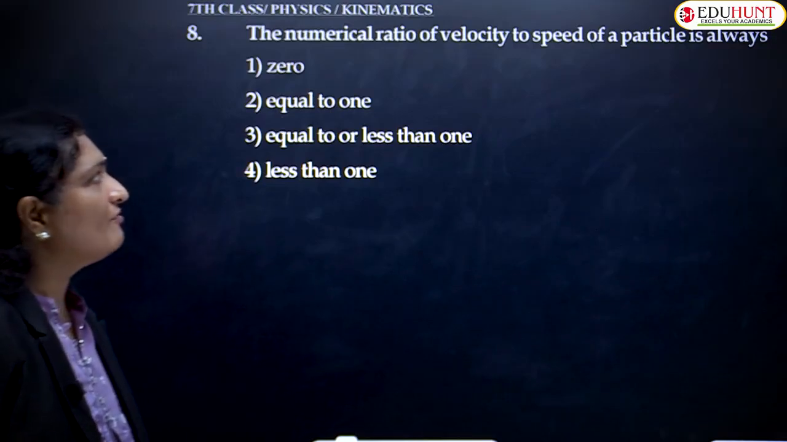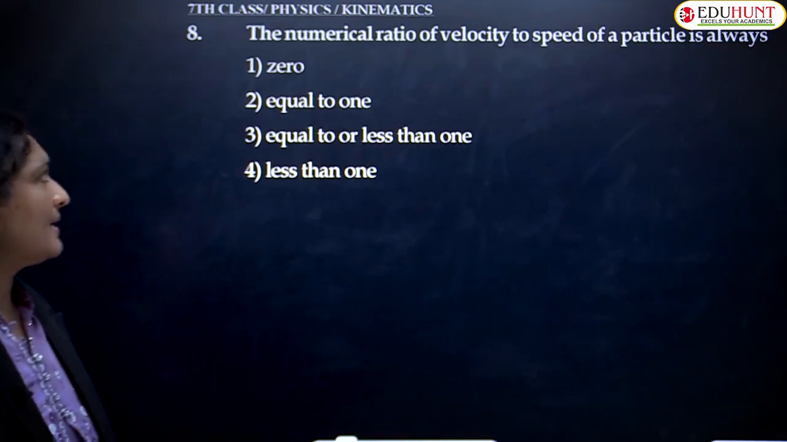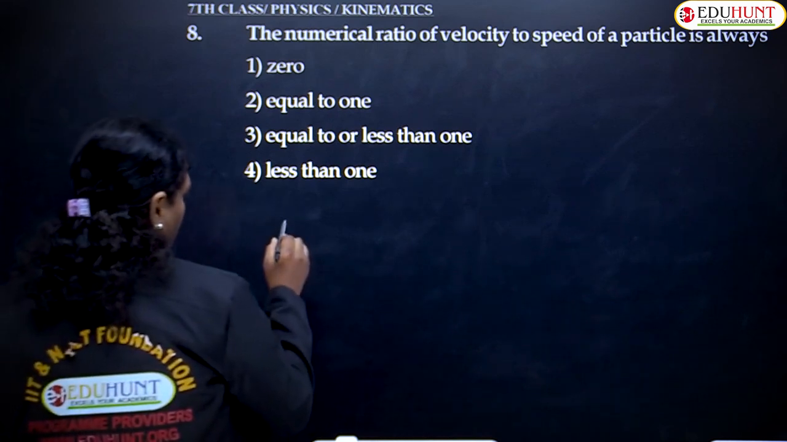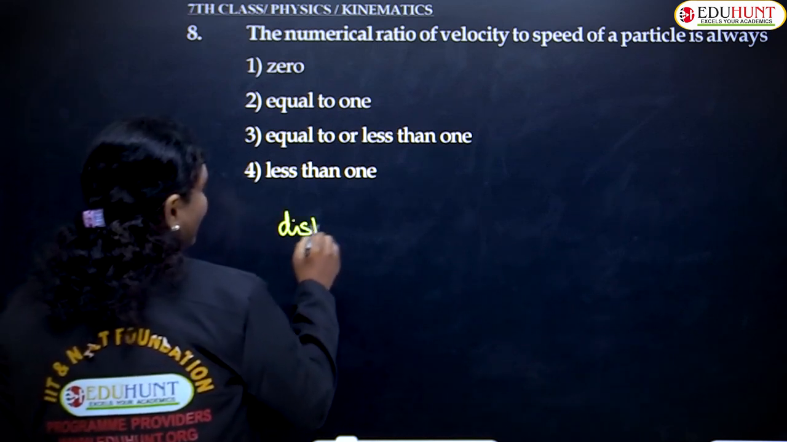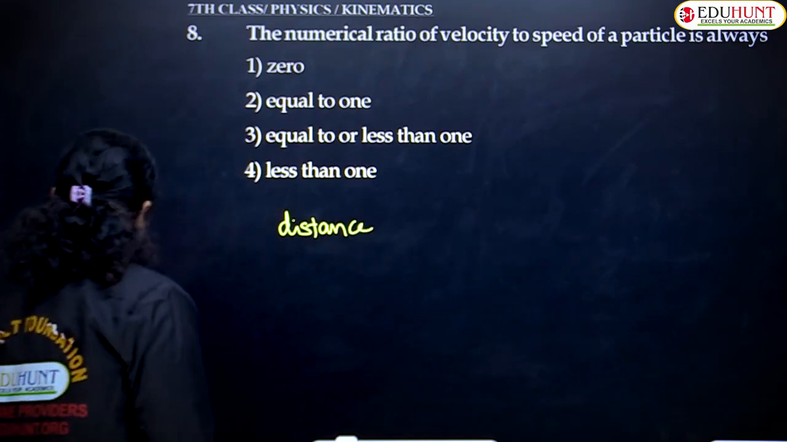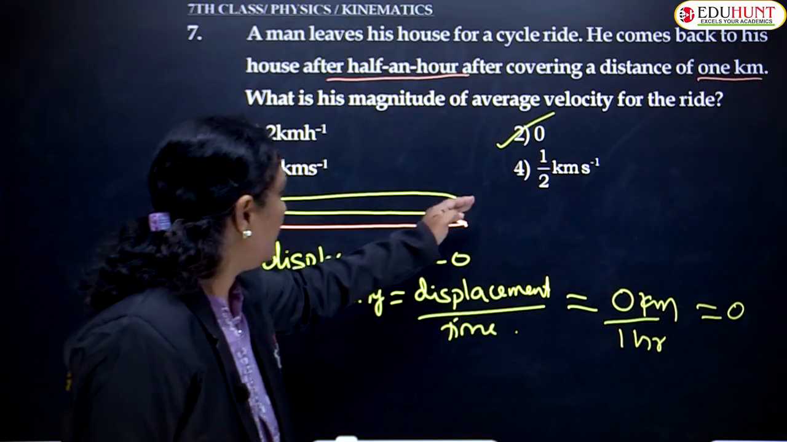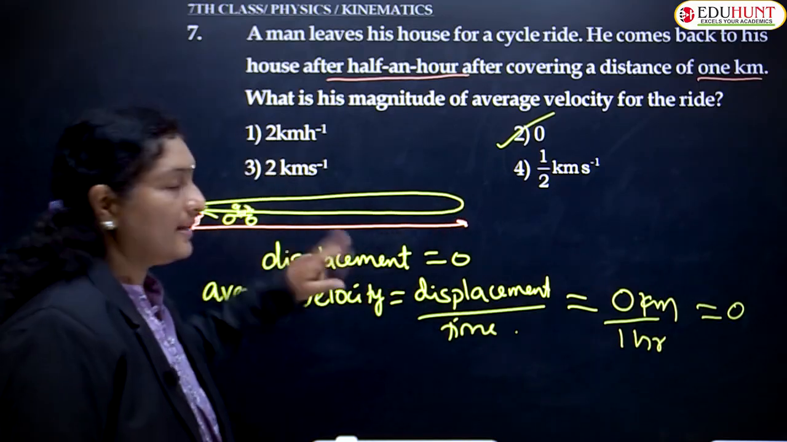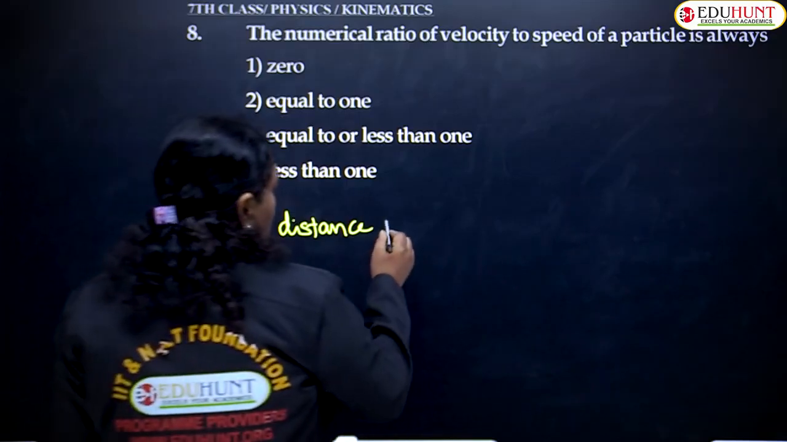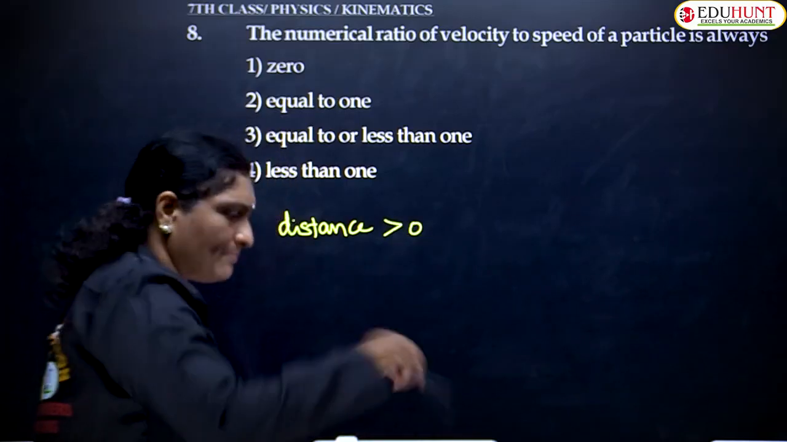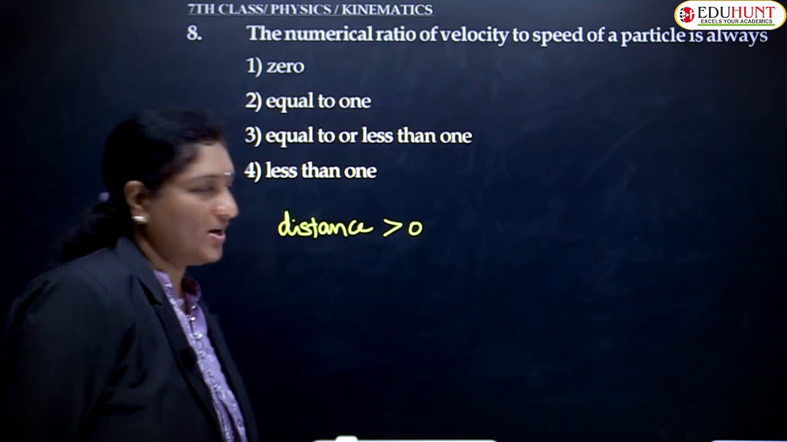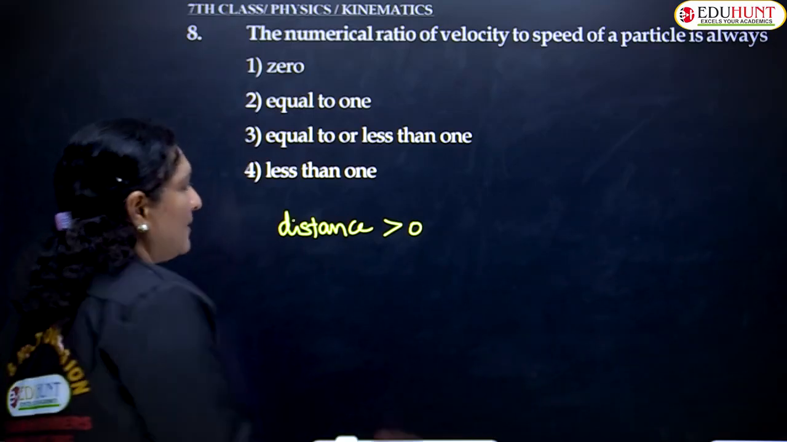The numerical ratio of velocity to speed of a particle is always. Children, in the earlier class we compared the values of distance and displacement. Distance means he moved ahead and here he moved ahead, x and x, 2x, whereas displacement was 0. So distance is clearly greater than 0. Some distance it has covered. So when time passes, some position has changed, whereas displacement can be 0.